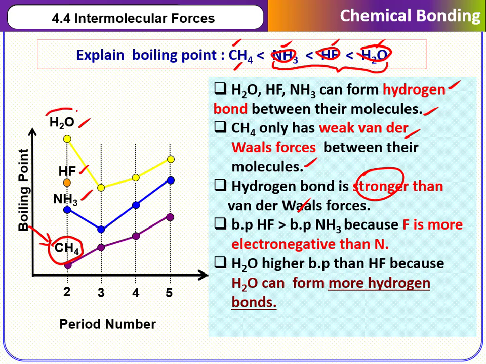But why is water on top, with the highest boiling point? Because water can form the highest number of hydrogen bonds between its molecules. That's why water has the highest boiling point. How about HF and ammonia? Why does HF have a relatively higher boiling point than ammonia? This is due to the electronegativity of fluorine, which is more electronegative than nitrogen. Therefore, the boiling point of HF is higher than that of ammonia, while water has a higher boiling point than HF because water can form the highest number of hydrogen bonds between water molecules.